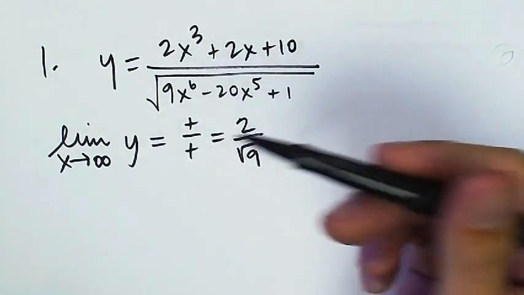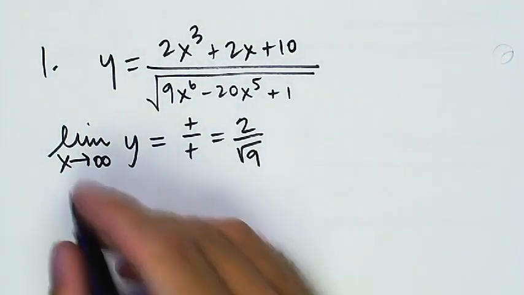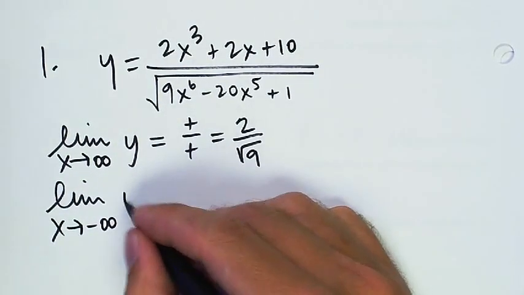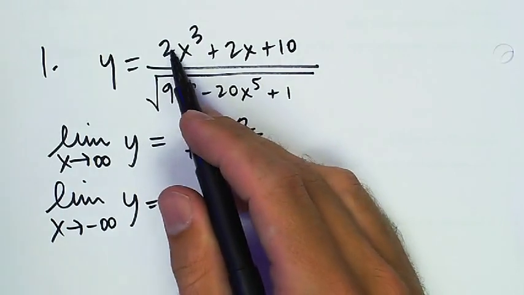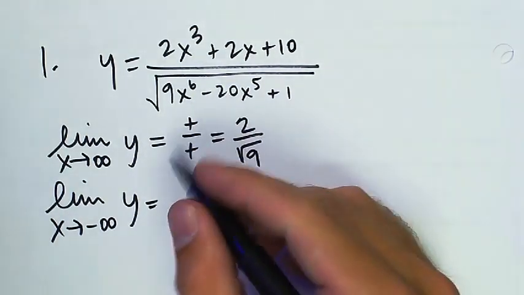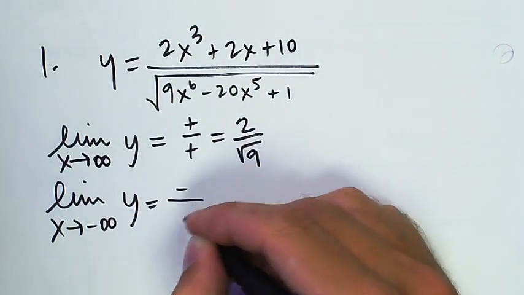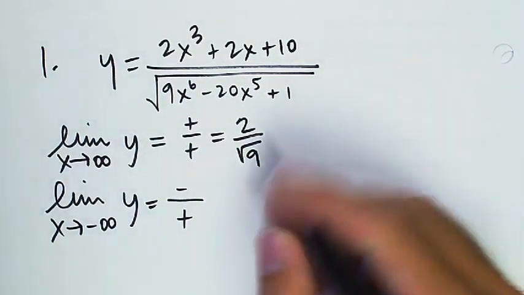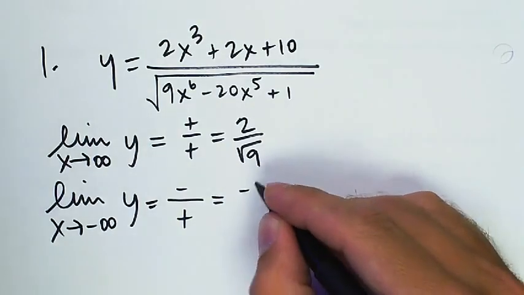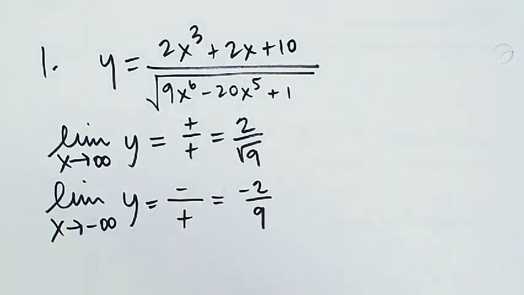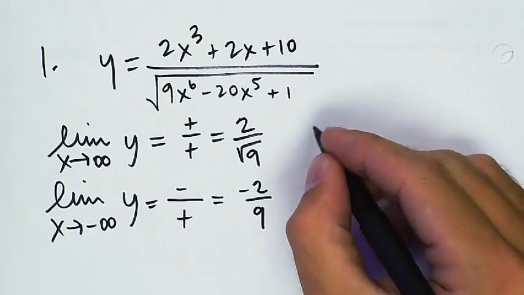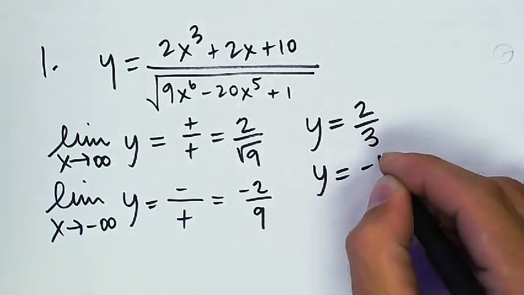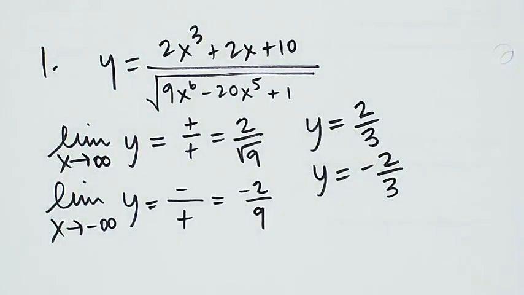Because they're essentially the same, I'm going to divide the leading coefficients. But as x approaches negative infinity, y is going to go towards 2 times a negative number to the third power, which is going to be a negative number, right? So it's going to be negative divided by, well, this is positive because it's a square root of a positive number. And that's going to end up being negative 2 divided by 3. So the equations of my horizontal asymptotes are y equals 2/3 and y equals negative 2/3.